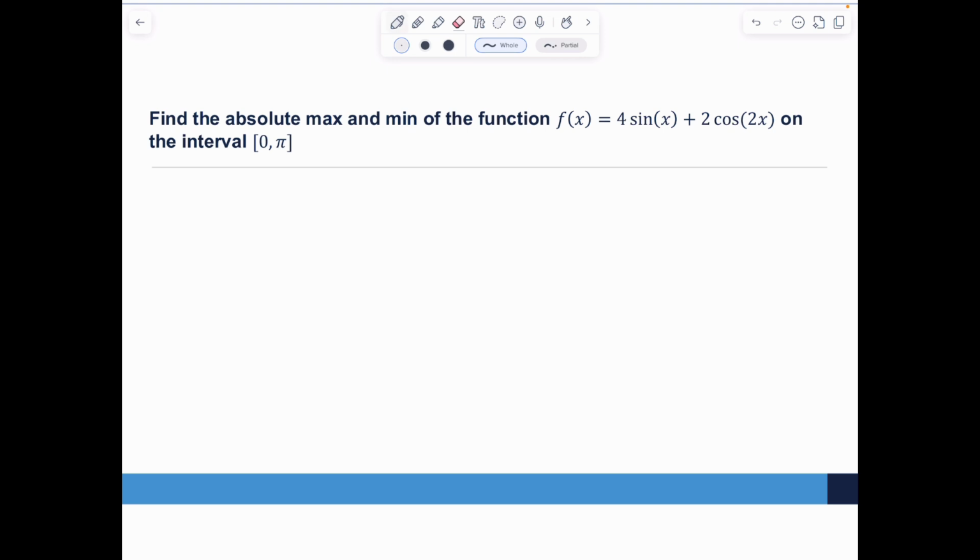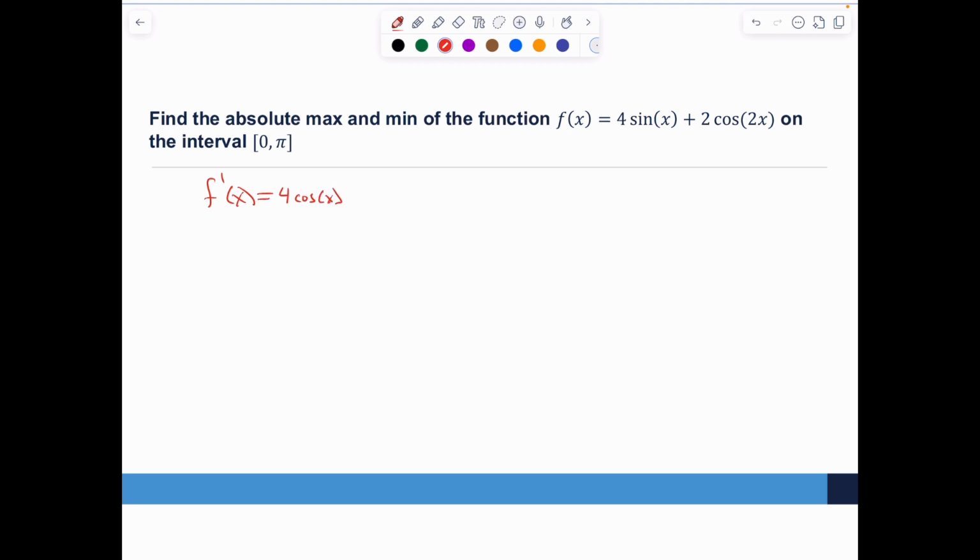So step 1 is find the critical numbers. And to do that, I need to do the derivative. So I'm going to do my derivative here. I should probably write this like, no, you're going to use the chain rule. Okay, so f prime of x is going to be 4 times the cosine of x.